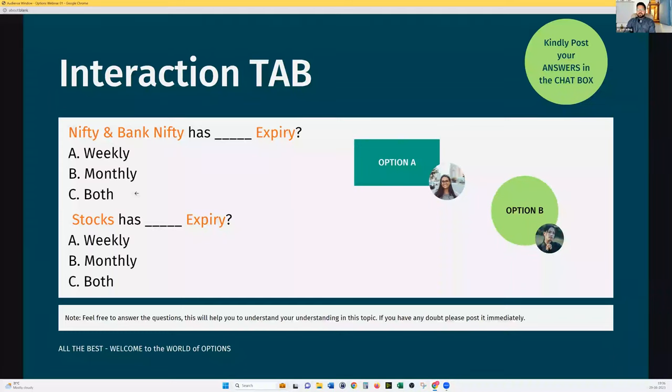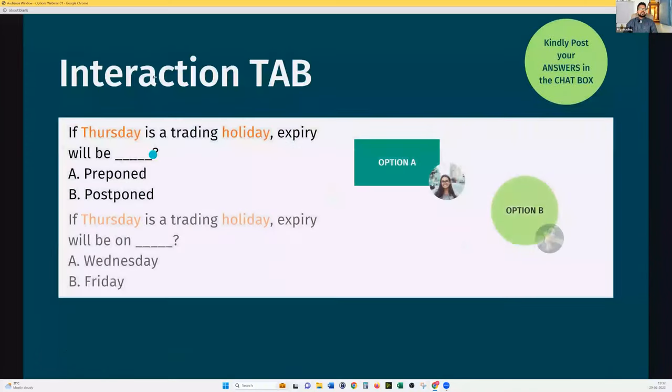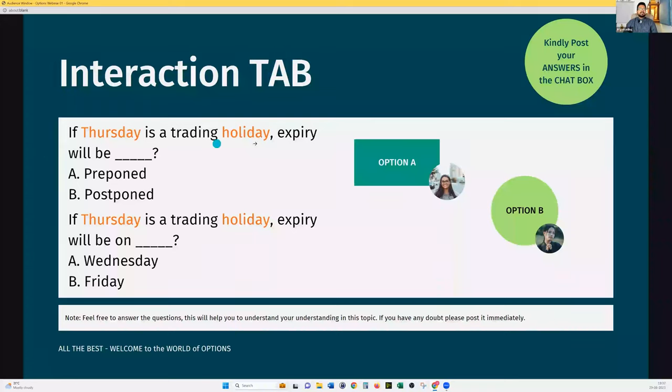It's going to be both. Nifty and Bank Nifty will have both the weekly expiry as well as the monthly expiry. Now, stocks have what expiry, weekly or monthly? Monthly expiry. That's good. Thank you. And if Thursday is a trading holiday, the expiry will be postponed or preponed.